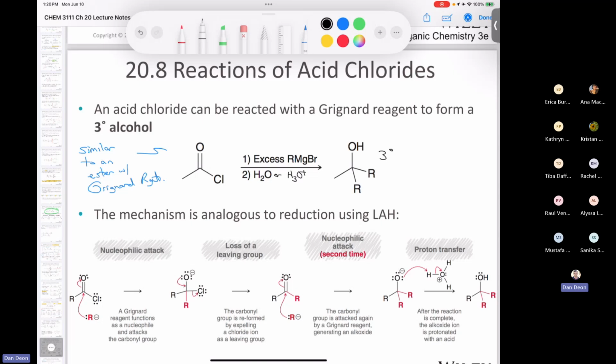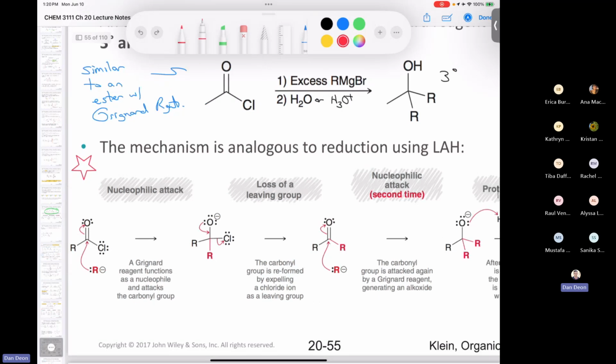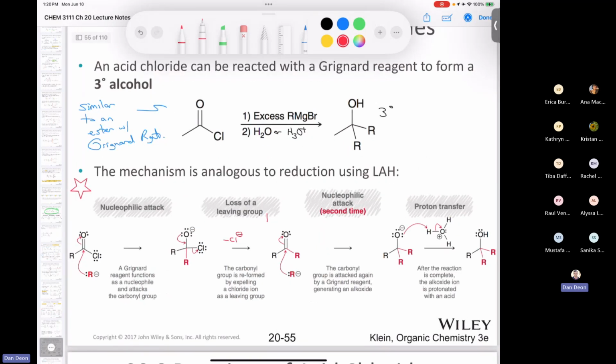And this mechanism, it says here, is analogous to the reduction with lithium aluminum hydride. And so therefore, we think it is a pertinent mechanism for us as Chemistry 3111 students. The first step, you remember that Grignard is not only a strong base, but it's an excellent nucleophile. So it's going to attack the electrophilic carbon, this one here. That's where your big old delta plus is. You form the tetrahedral intermediate. Well, you know that this is not a good leaving group, but chloride certainly is a fantastic leaving group. And so we lose our chloride ion, and then we end up forming a ketone.